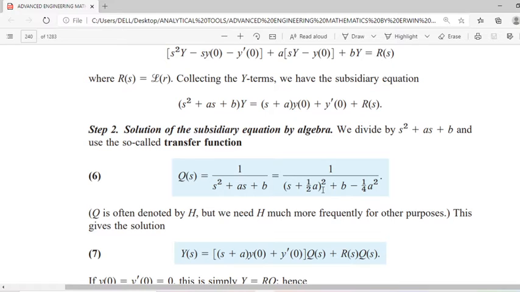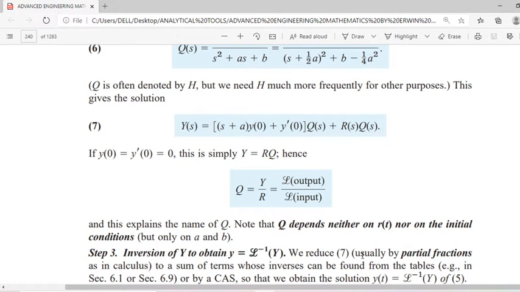So what will be Y of s? It is considered in terms of Q of s. So s plus a into y of 0 divided by s square plus a s plus b, that is s plus a into y of 0 into Q of s. Again y dash of 0 divided by s square plus a s plus b, that is y dash of 0 into Q of s. That is combined together and given here. And lastly, R of s divided by s square plus a s plus b, that is R of s into Q of s. That is written here.